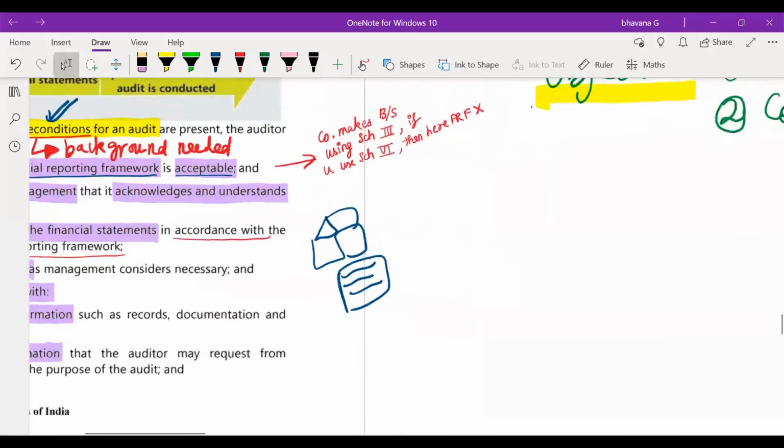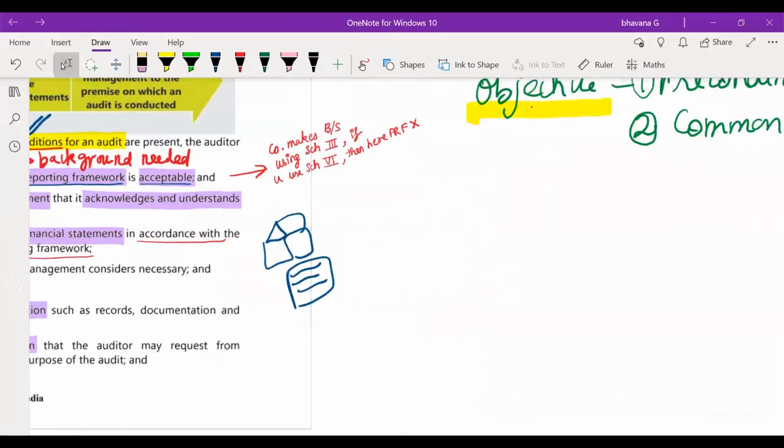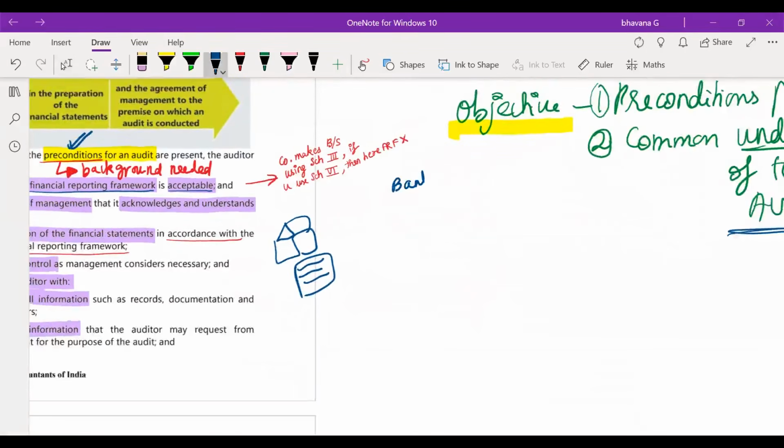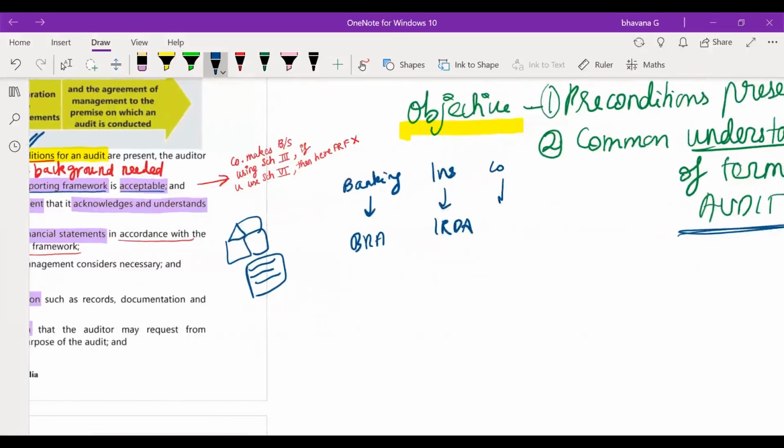See, there are different kinds of companies which have different acts applicable on them. Suppose this is a banking company, they have the Banking Regulation Act applied on them. If there is an insurance company, IRDA is applied on them. If there is any other company, the Companies Act is applied on them. Likewise, for a stock exchange company, the SEBI Act is applied. So different kinds of acts are applied on different kinds of entities.